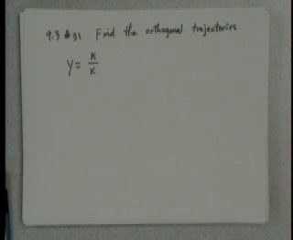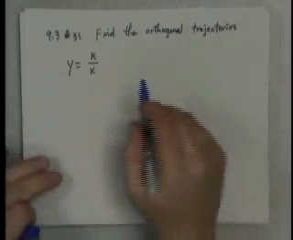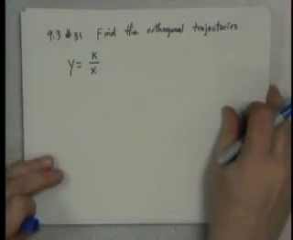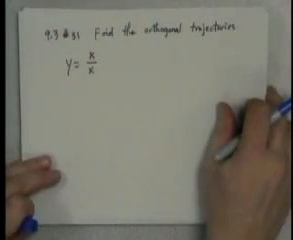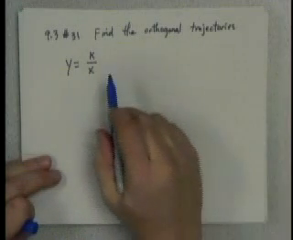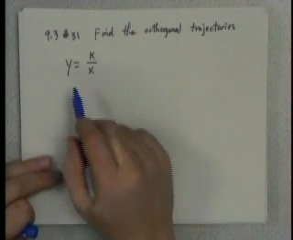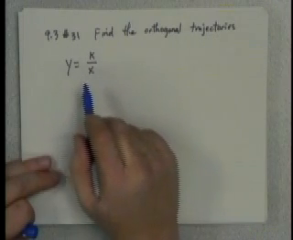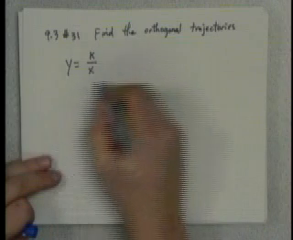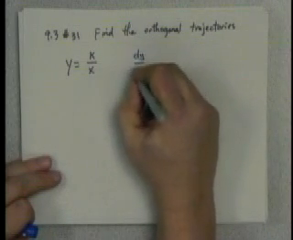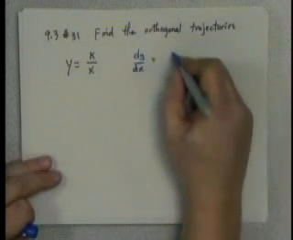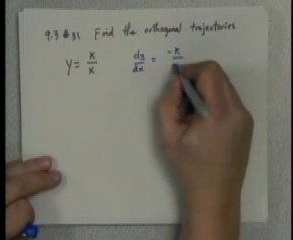Okay, so for this one we're supposed to find orthogonal trajectories. Orthogonal trajectories means that the slopes of the family of curves I'm going to find need to be perpendicular to the slopes of the tangent lines for these. So dy/dx for these curves is negative k over x squared.